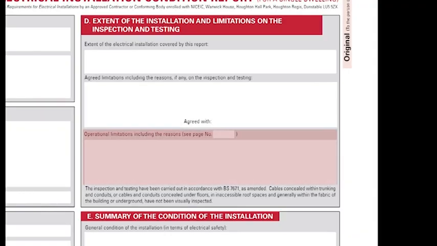And what is the operational limitations box for, Tony? Well, sometimes when you go on site, you've agreed in advance with the client what you can and can't do. And then unfortunately, you find something that you can't check, perhaps because you can't get access. So this gives us a place to record limitations which have not been agreed, but which cannot be avoided.